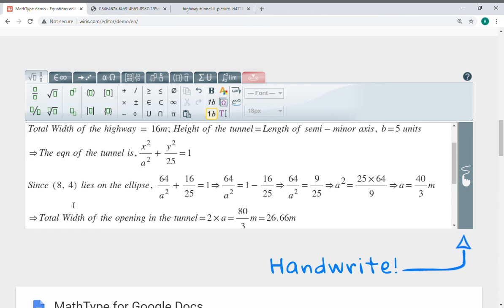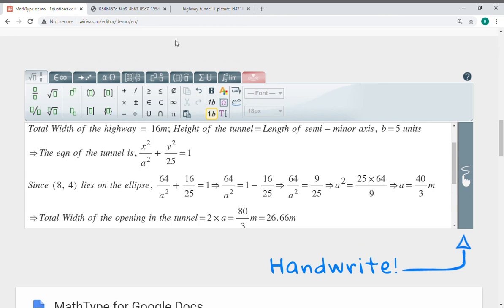16 by 25 right hand side கொண்டு போயிருங்க. LCM எடுத்தா 25 minus 16 by 25, I get 9 by 25. Cross multiply பண்ணிட்டீங்கன்னா you get 64 times 25 is equal to 9 times a square. So I get a square is equal to 64 into 25 by 9. Square root எடுத்தீங்கன்னா I get a equal to 5 into 8 by 3. So I get 40 by 3 meter.